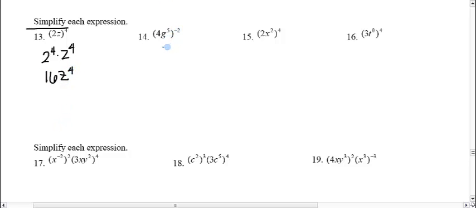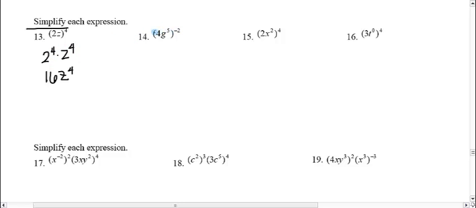Okay, let's take a look at this number 14 here. And we'll notice again, two parts to this. So we've got a 4 and a g that both have to be raised to the negative 2nd power. Let's approach this a little bit different from the last one where we went ahead and raised both of them to the power. Let's address this negative first.